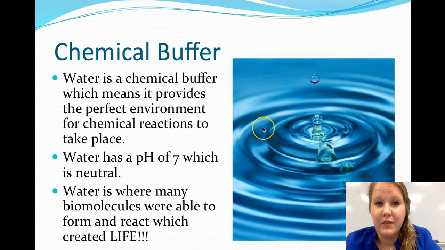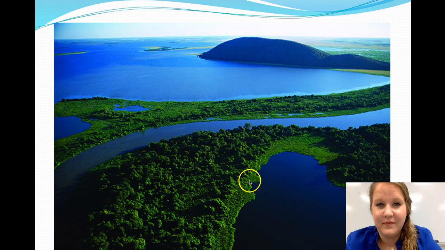Now, water also serves as a chemical buffer because it provides the perfect environment for reactions to take place. It's neutral, with a pH of 7, so it's not acidic and it's not basic. This is a perfect area for other interactions or reactions to take place, and that's a big part of what gives us life. Water is where many biomolecules are able to form and react, which created life, such as this.